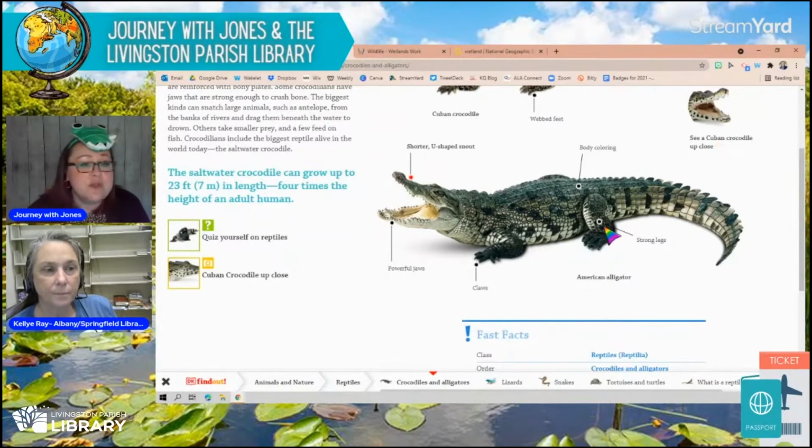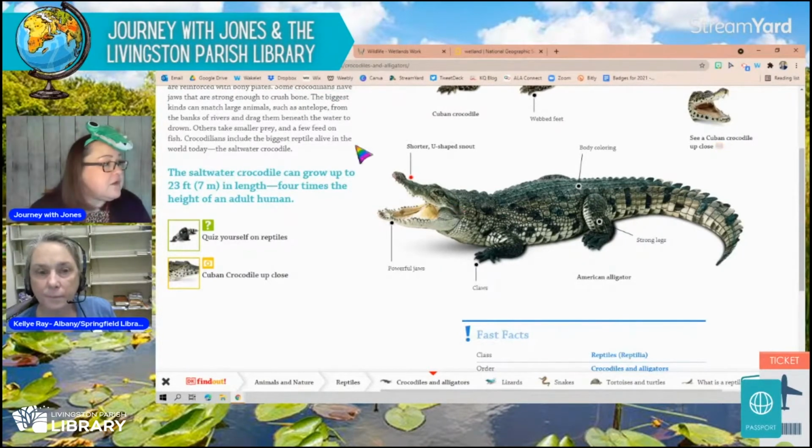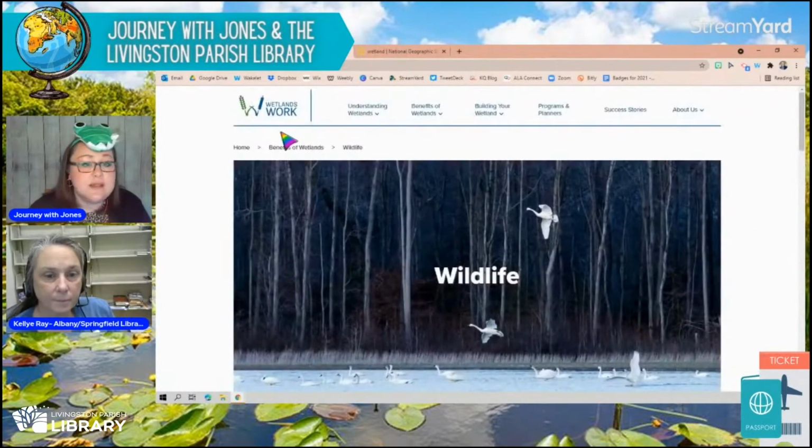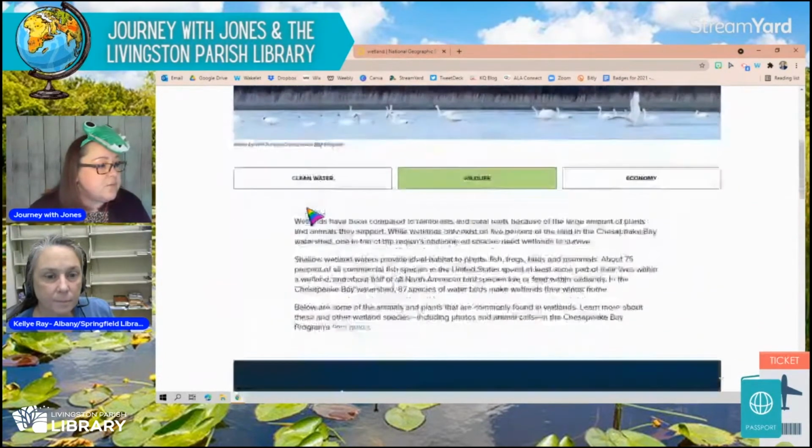They play an active role in the ecosystem because they are predators. They keep some of the populations of the smaller animals in check, and they live in both the water and on land. So those are the alligator and the heron, two animals that you would find in a wetland.